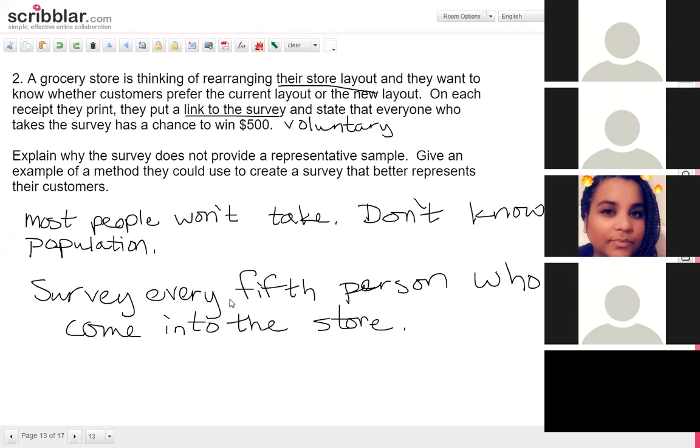So the every 5th is what makes this a random survey. You're just picking a random person. You don't know what type of person it will be. Maybe the 5th person is going to be that teenage boy, or maybe it's going to be a grandma. We don't know. That's why we pick it, because it makes it random.